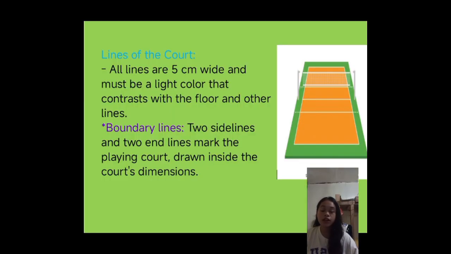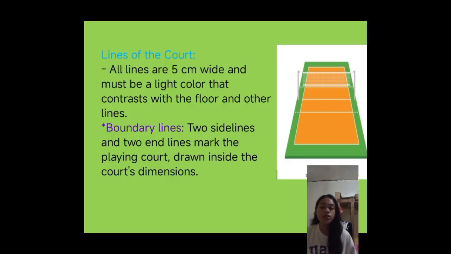Next is the line of the court. First, all lines are 5 cm wide. They must be of a light color which is different from the color of the floor and from any other lines. Second is the boundary lines.